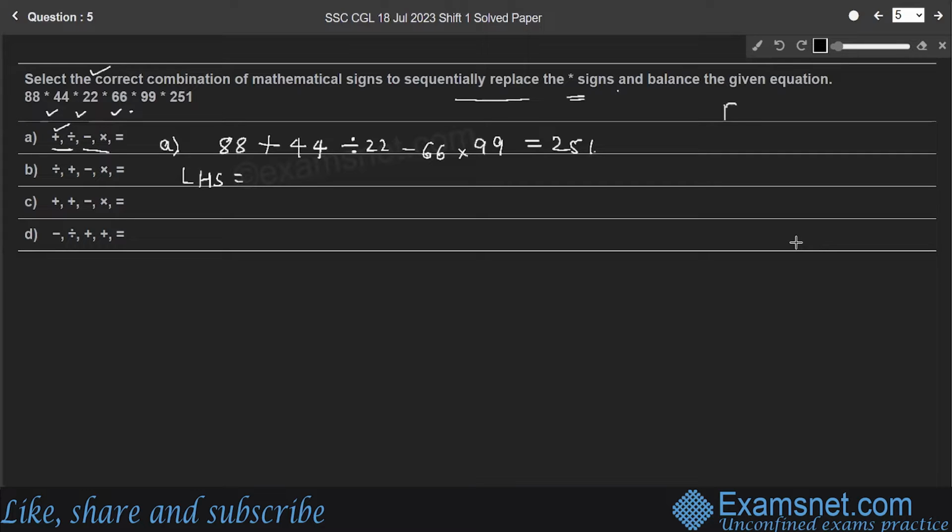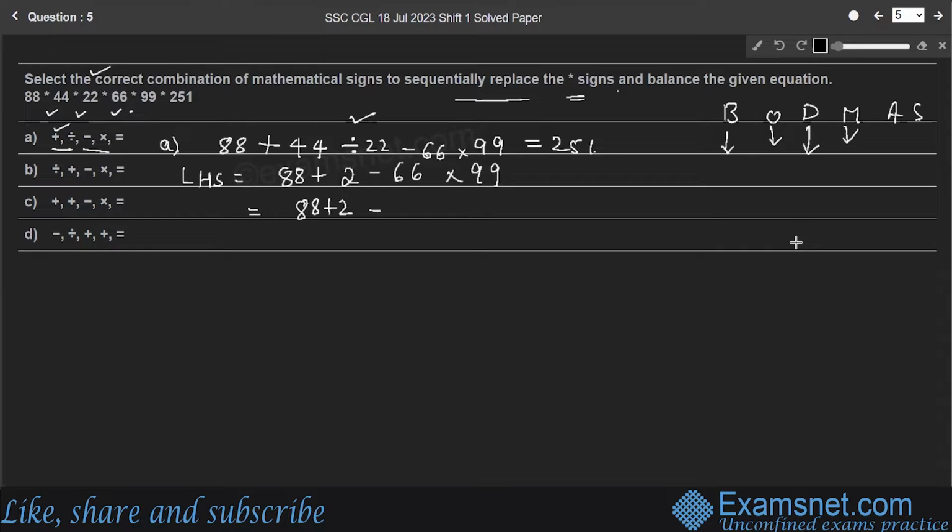Here students, we are following the BODMAS rule, right? According to which, remove the brackets. So there is no bracket to remove. Next comes the of part. So there is no of part to solve. So directly we'll start with division. 88 plus 44 divided by 22 is 2, minus 66 into 99. So next comes multiplication, followed by addition and subtraction: 88 plus 2 minus 66 into 99.